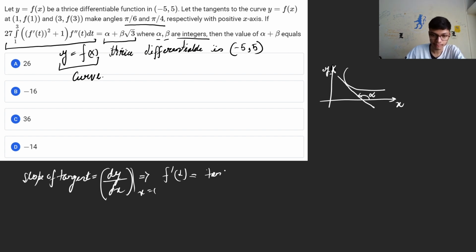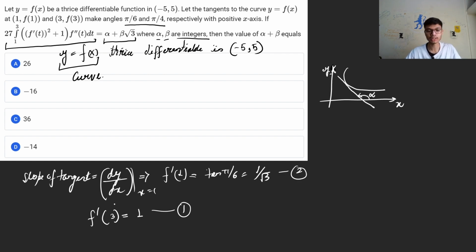So tan of pi by 6 is going to be 1 by root 3, and similarly f dash of 3, in place of x we put 3, is basically tan of pi by 4, that is going to be 1. So we have two boundary conditions, that is f dash of 1 is equal to 1 by root 3 and f dash of 3 is equal to 1.